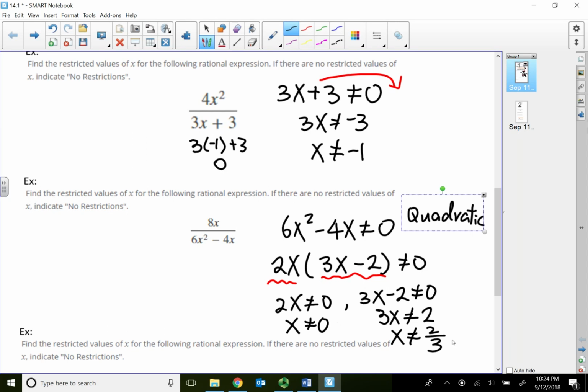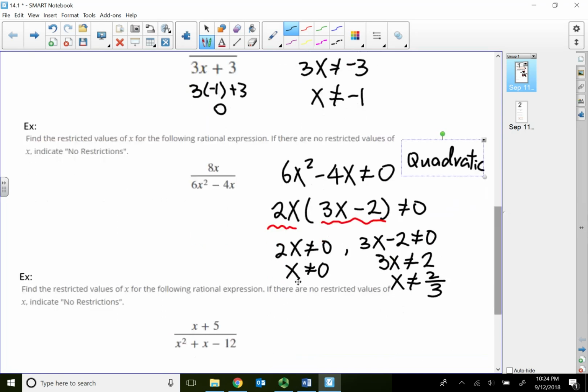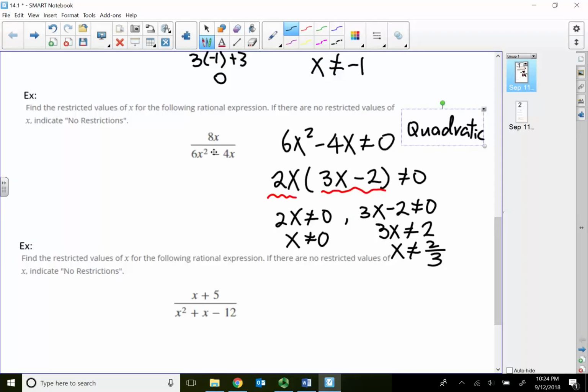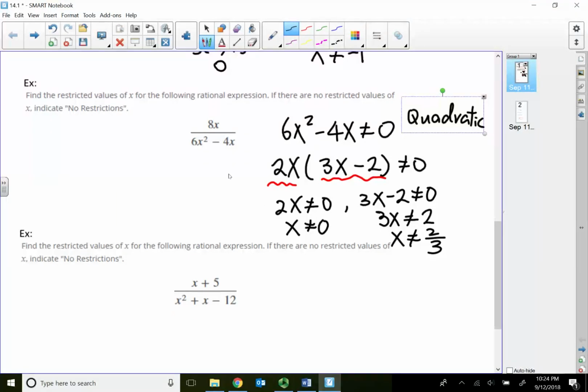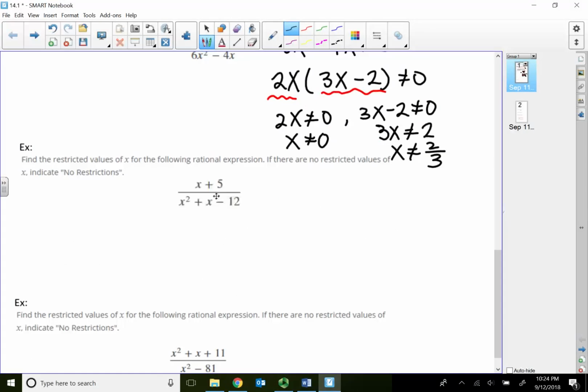These restrictions in Math 110 or college algebra are actually called the restriction on the domain. Right now we're just learning the very basic concept, so we just call them restrictions. If x equals 0 and if x equals 2/3, then the whole denominator becomes 0. Therefore, the entire rational expression becomes undefined.